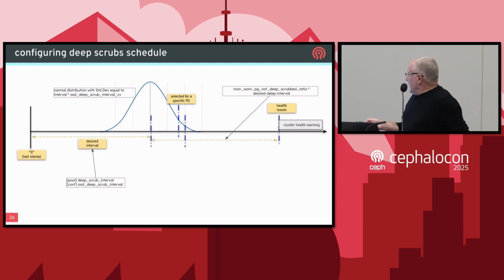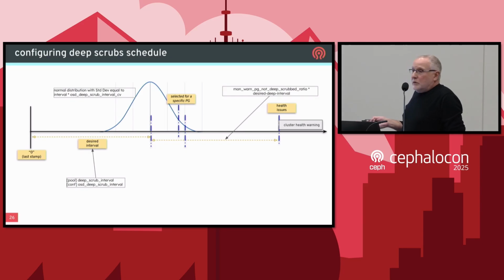So now what we are doing, you have another parameter, the OSD deep scrub interval CV. CV is the, how is it called? Coefficient of variation, which means the standard deviation in terms of the value. It's a part of the value, okay? We will schedule the next deep scrub within 2 standard deviations, as defined by this, around what you wanted. In a normal distribution.